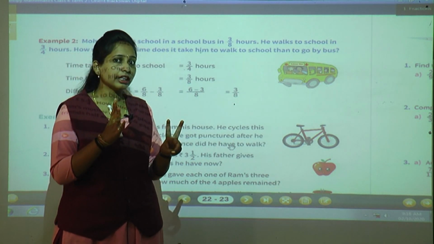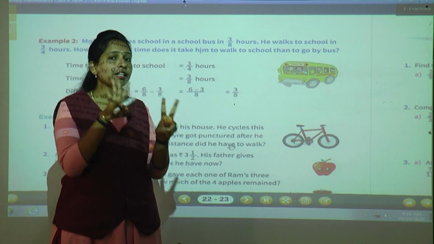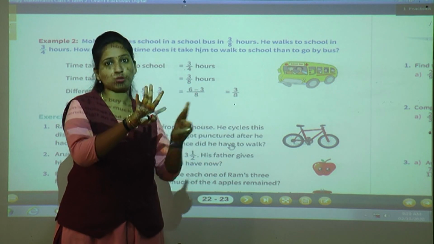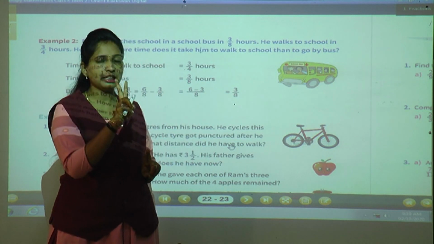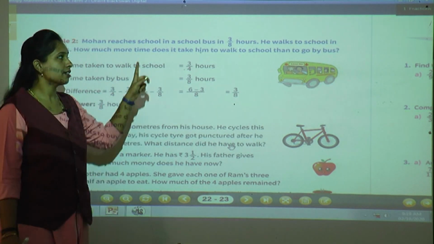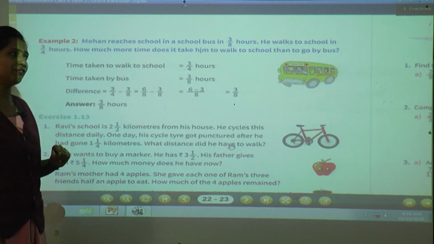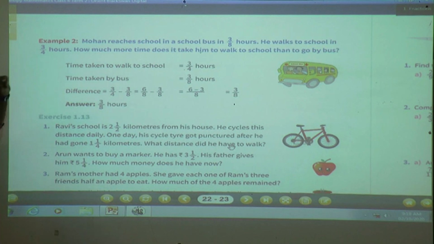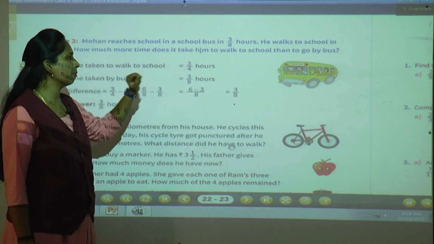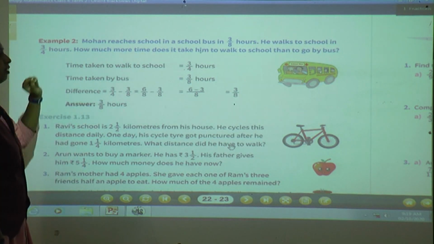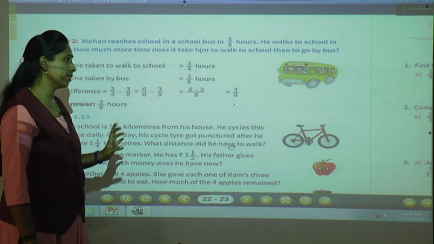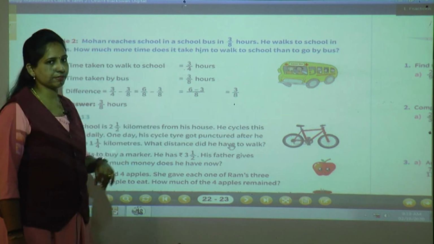Yes, for walking. So what will you do? Immediately you will subtract 4 minus 2. 4 hours minus 2 hours. So 2 hours more he needs extra while coming by walking, isn't it? So in the same way we have to find out in the fractions. Now see, what is the given information? Time taken to walk to school, how much time it takes? 3 upon 4 hours. And time taken by bus, when he comes by bus, it takes 3 upon 8 hours.